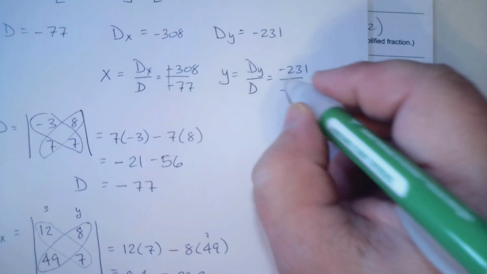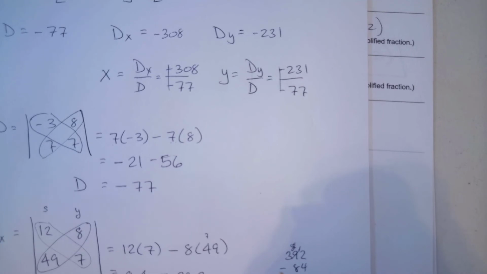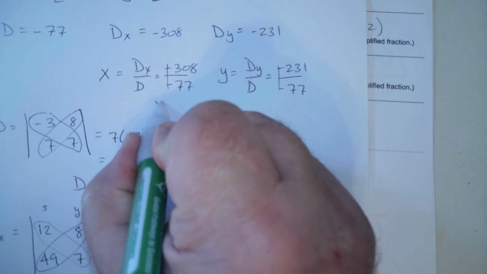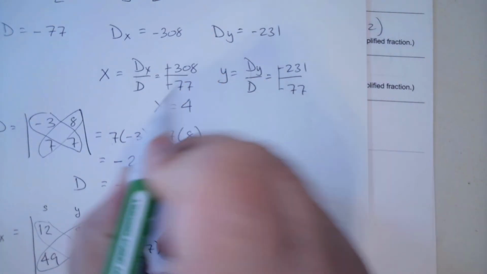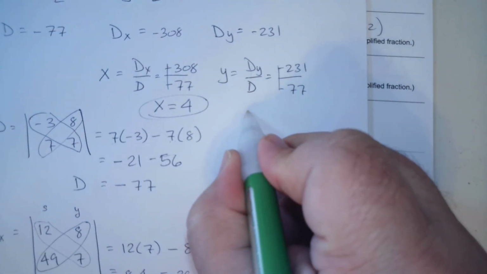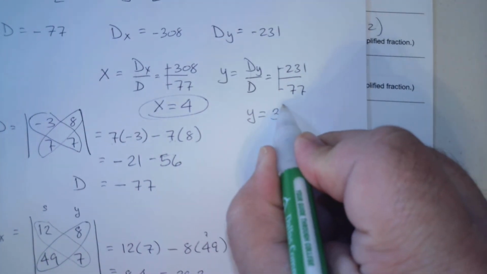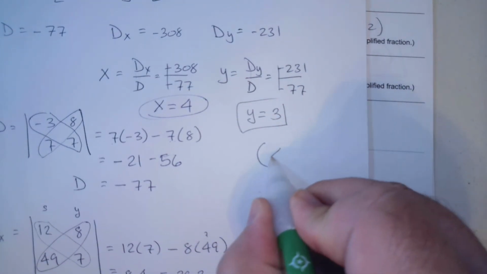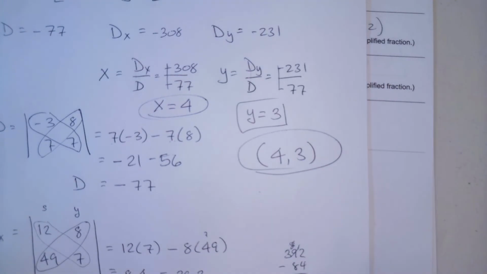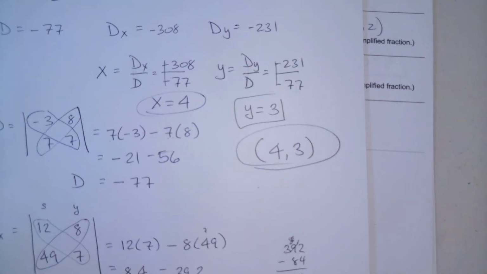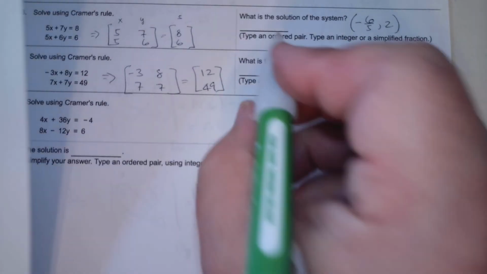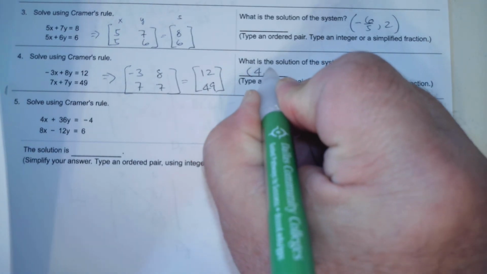Okay, so they're both going to be positive since the negatives cancel. 308 divided by 77, so x is equal to 4. y equals 3. So my solution is 4, 3. You have to use a calculator. I'd rather get a right answer than careless errors. So the answer is 4, 3.